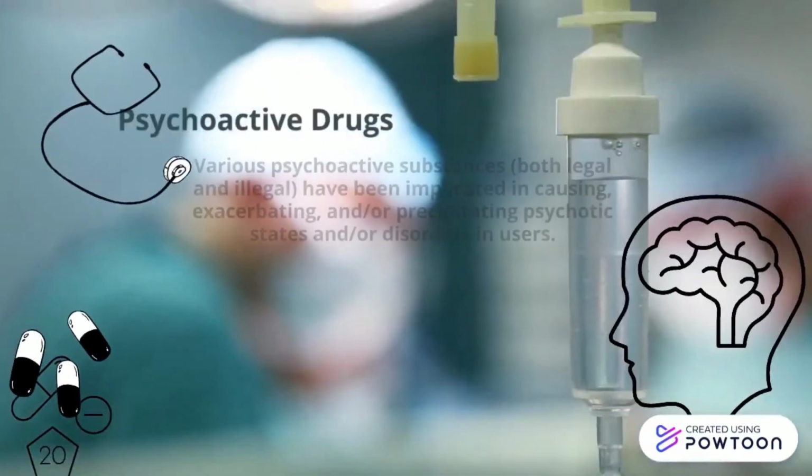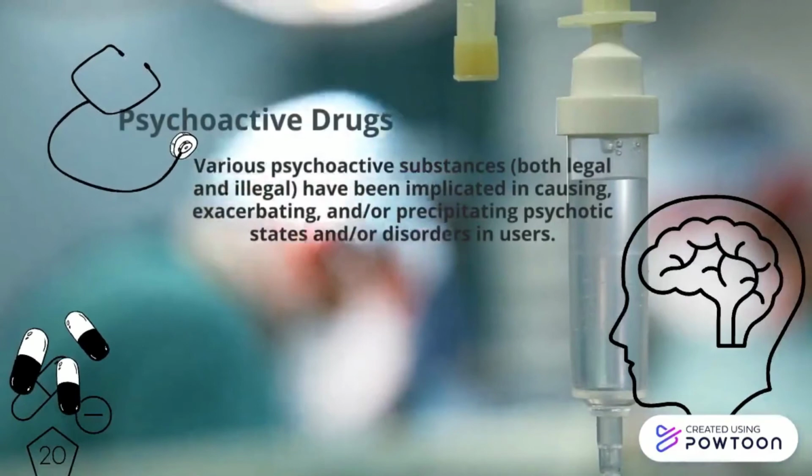So what are psychoactive drugs? Various psychoactive substances have been implicated in causing, exacerbating, and precipitating psychotic states. Psychoactive drugs are found in a number of medications as well as in alcohol, illegal and recreational drugs, and some plants and even animals. You should also beware of taking prescribed psychoactive drugs in ways other than intended, for example, taking drugs that have been prescribed for someone else. Groups of psychoactive drugs include stimulants, depressants, hallucinogens, and marijuana.